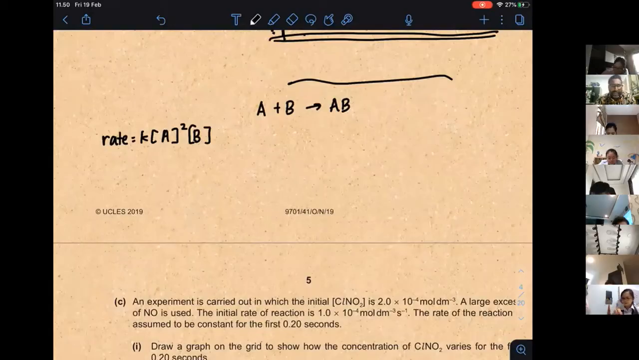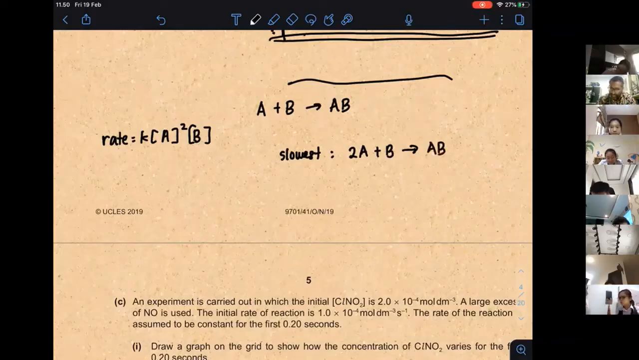So when I see there's going to be A squared, it means that my slowest step is supposed to be 2A. You must start with 2A because it's to the power of 2. 2 moles of A must react with B, and you will get AB. It must be with something because they are not complete.